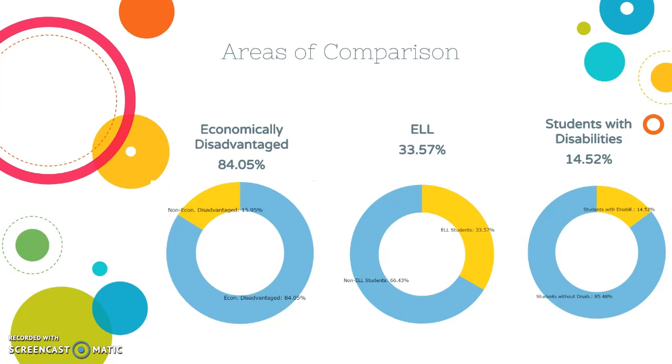Our migrant population fluctuates from year to year, and this past year we just didn't have as many, so I don't believe that truly made a big enough impact to really look at it. But of our total attendance, 84.05% fall into the economically disadvantaged category. Our ELL population is 33.5%, and our students with disabilities are 14.52%.